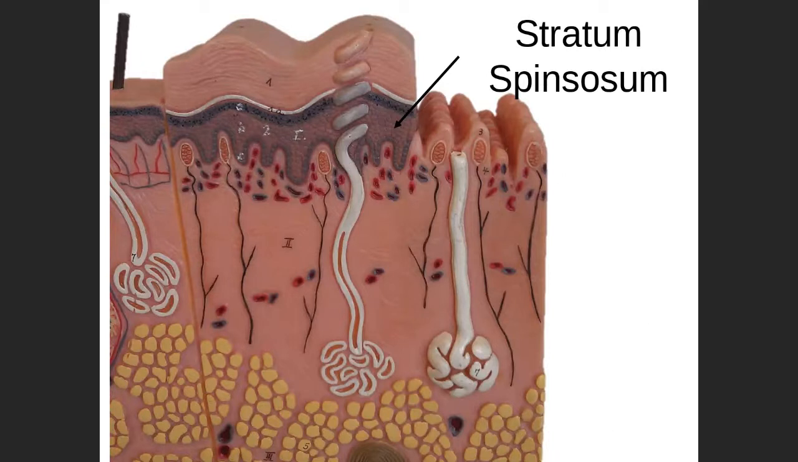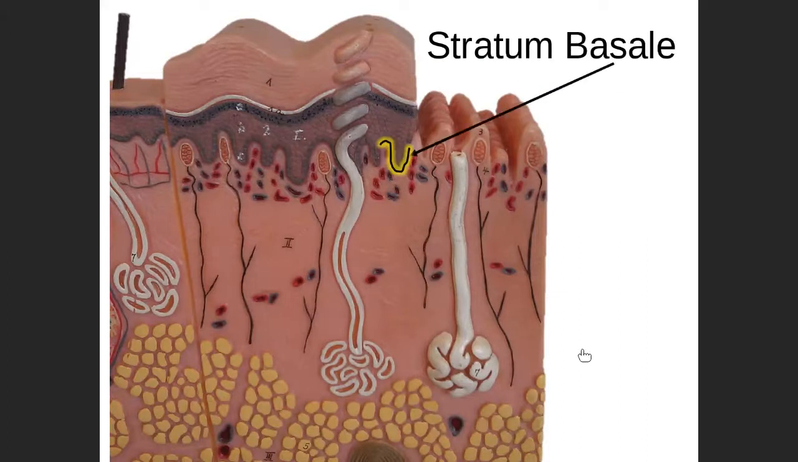And then finally, the last layer that we're going to talk about, the deepest layer of your epidermis, is the stratum basale. And that's being represented by this black and yellow line. If you look here, let me zoom in. It's this right here. I don't know what color that looks like to you, but this layer here.